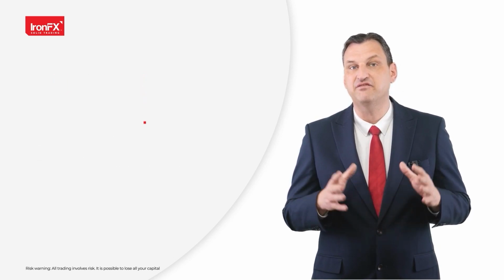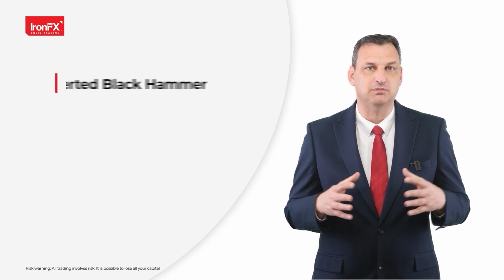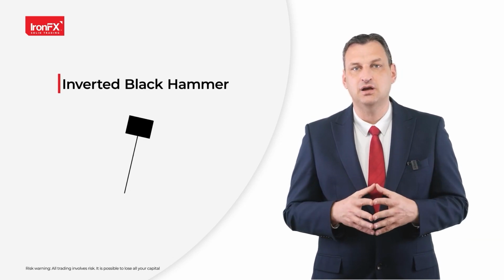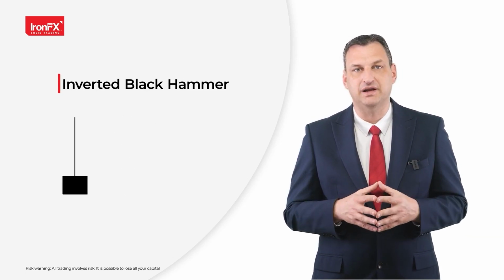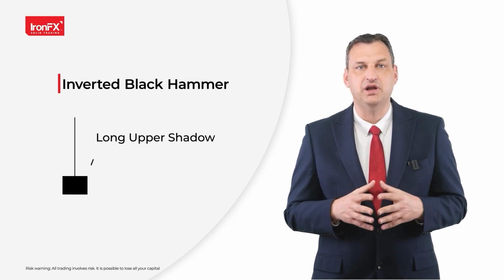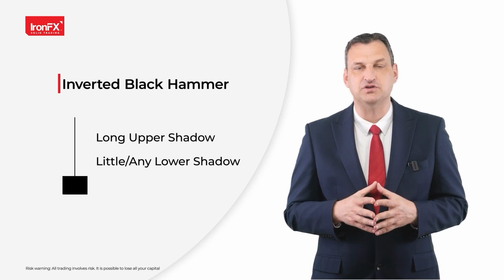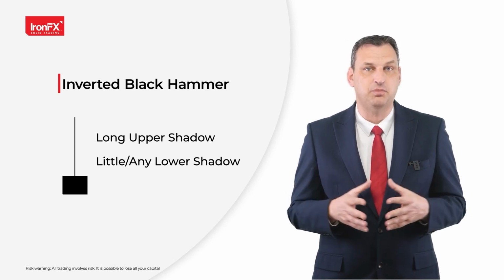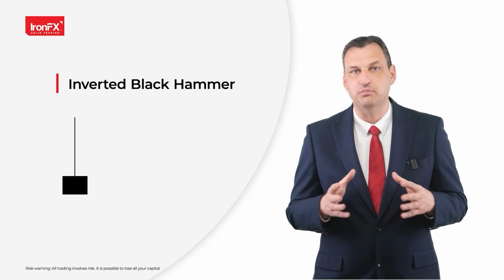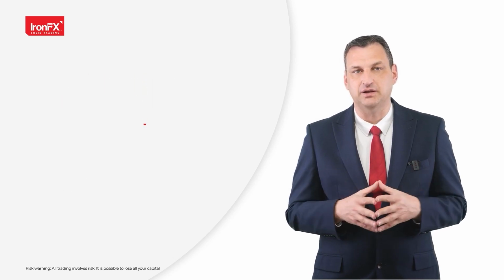And then we have the inverted black hammer. An inverted black hammer is a bearish candlestick which is at the bottom of the formation and has a long upper shadow with little, if any, lower shadow and resembles an upside down hammer position. It is considered as a bottom reversal signal that needs confirmation on the next trading day.